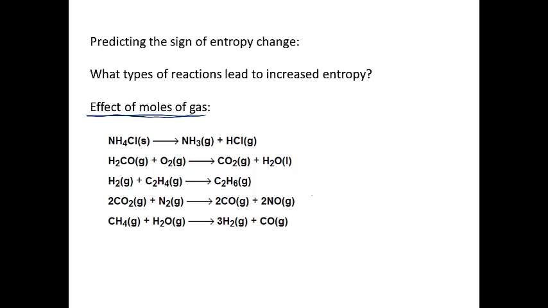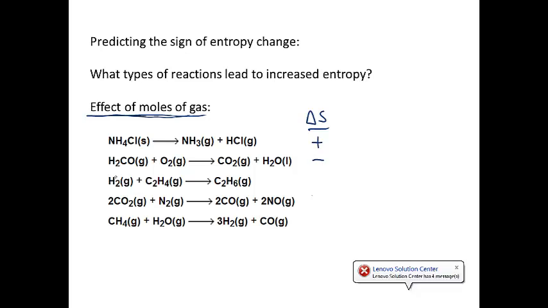So in this first case, we're going to see if we can predict the sign of delta S for these reactions. We have a solid going to make two gases. So in two ways the freedom of movement is increased here. You take one thing and break it up into two things, and also take a solid and break it up into gases. So that will definitely have a positive entropy change. Here you have two gases going to make one gas and a liquid. So the number of moles of gas is decreasing, so that will have a negative entropy change.